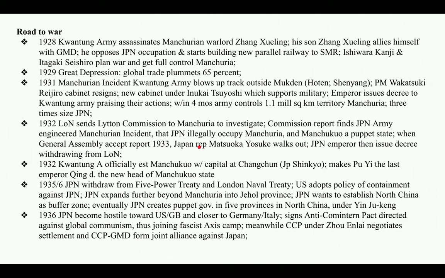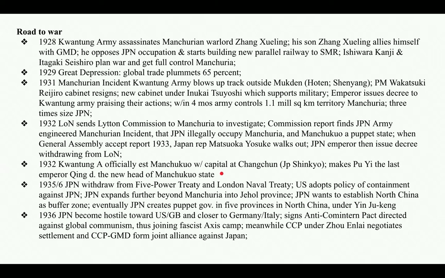As I mentioned, the Kwantung Army established Manchukuo, this puppet state, with its capital at Changchun, in Japanese called Shinkyo. They made Puyi, the last emperor of the Qing dynasty, the new head of the Manchukuo state.